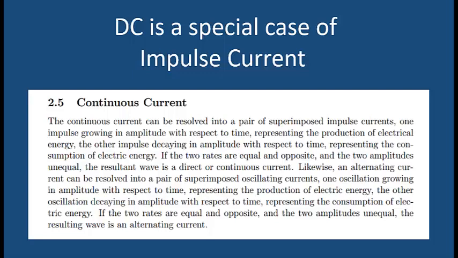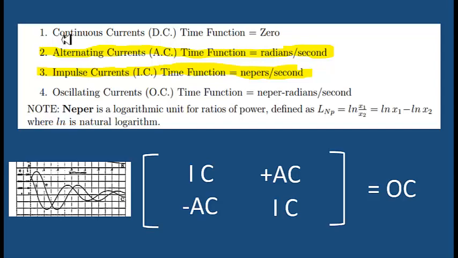And so it makes sense then that this complex notation that I developed here puts impulse current on the forward diagonal, alternating current on the backward diagonal, and OC, oscillating current, is a hybrid of impulse current and alternating current, and DC, okay, is a special case of impulse current.